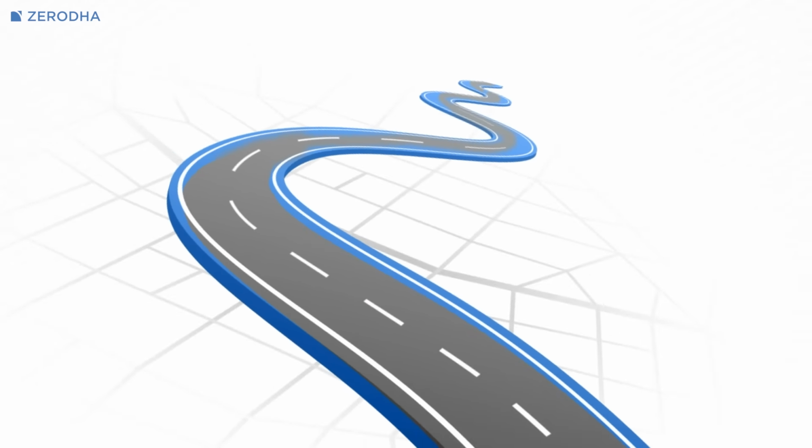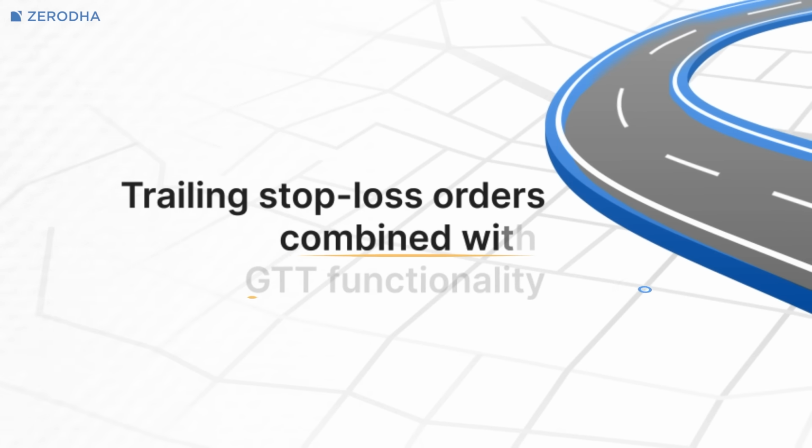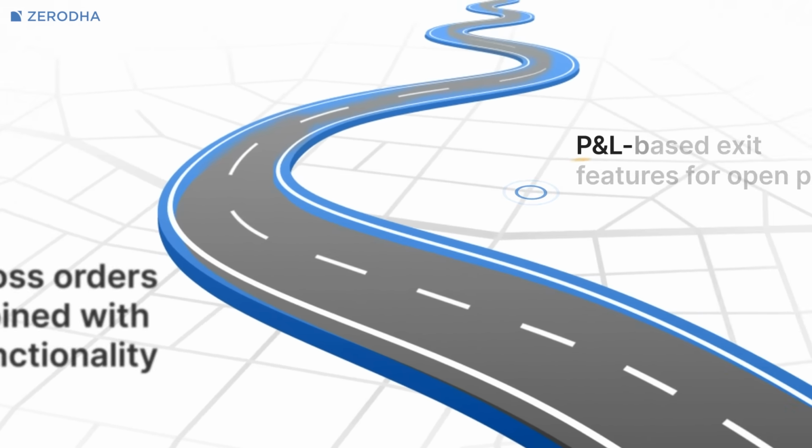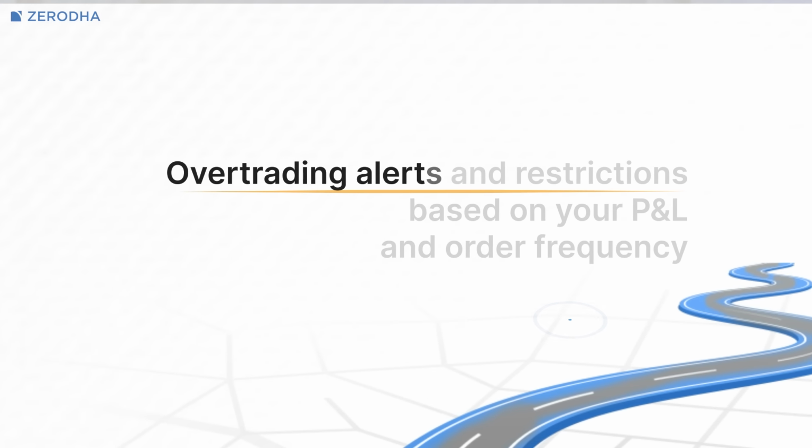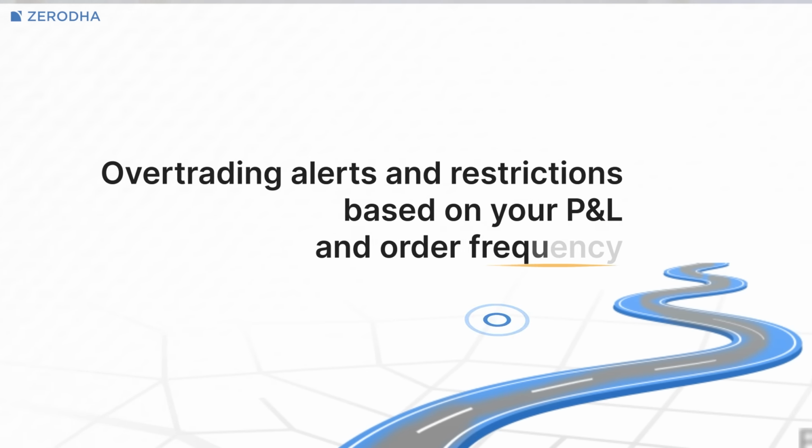Now, while these advanced order types and features cover most trading and investing scenarios, we still have more features in our immediate roadmap, and they include trailing stop-loss orders combined with GTT functionality, P&L-based exit features for open positions, and over-trading alerts and restrictions based on your P&L and order frequency.